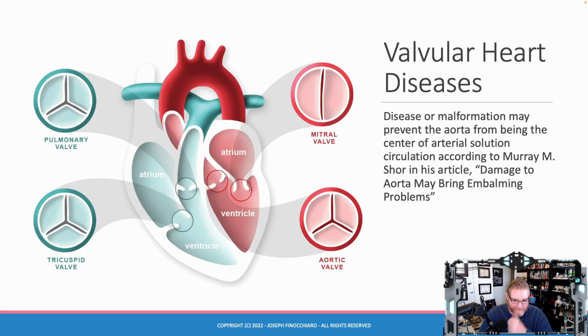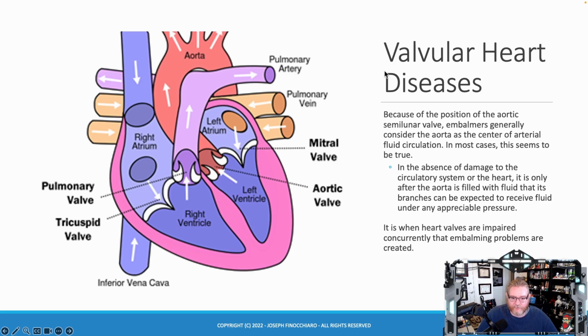Valvular heart disease. Disease or malformation may prevent the aorta from being the center of arterial solution, according to Murray M. Shore in his article, Damage to the Aorta May Bring Embalming Problems. Because of the position of the aortic semilunar valve, embalmers generally consider the aorta as the center of arterial fluid circulation. In most cases, this seems to be true.